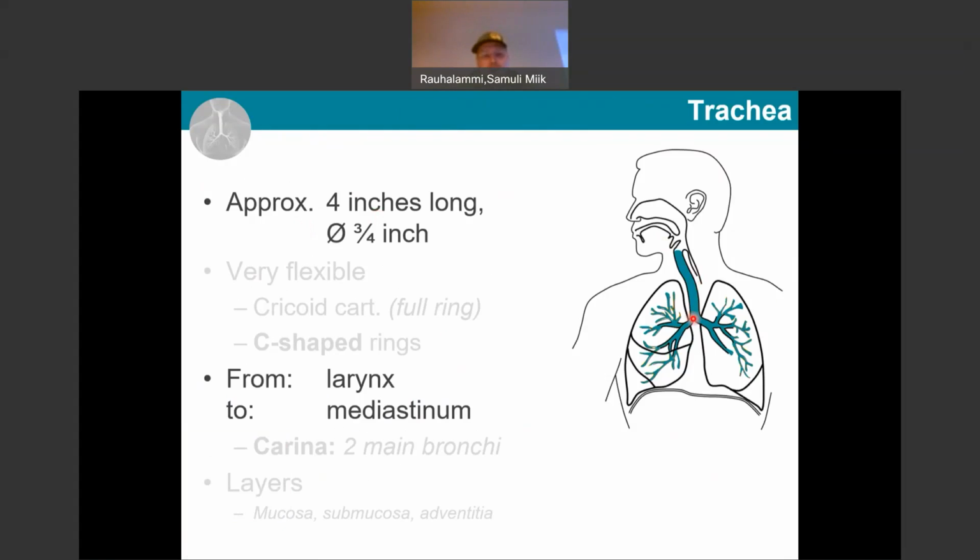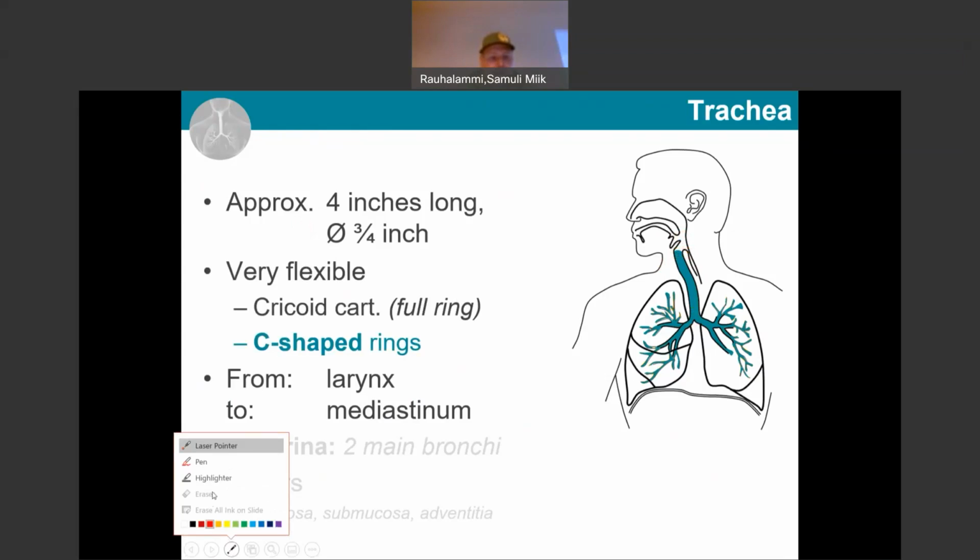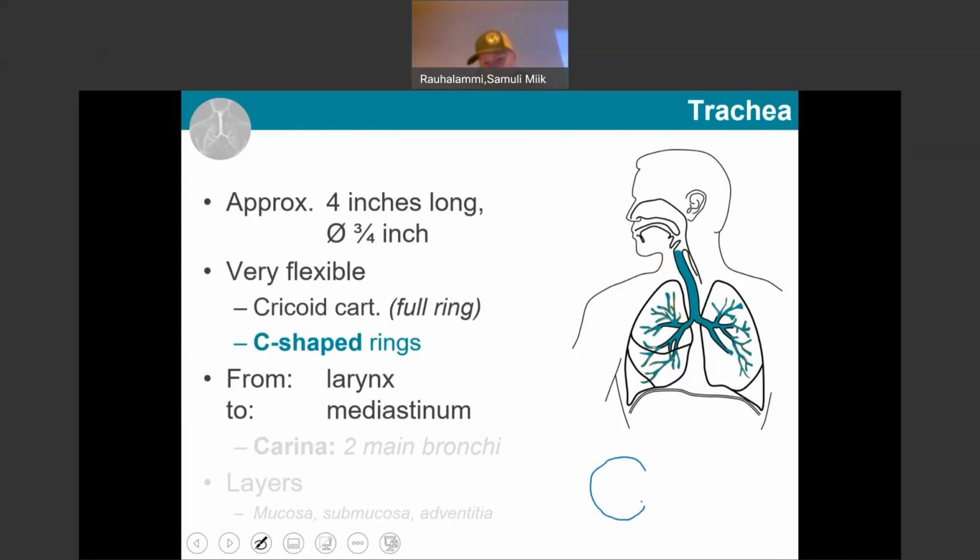Like I said, the only complete ring that you see was at the level of the cricoid cartilage. After that, the cartilage rings that you'll see for the trachea are going to be these C-shaped structures, open from the back. And this aligns with what we saw earlier on, confirming that story, but we never explored why that might be the case.